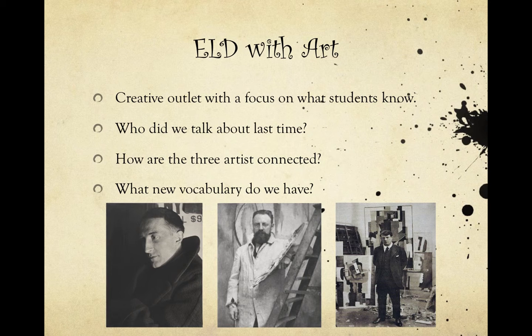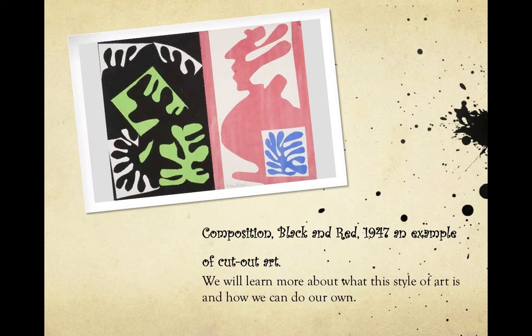And so what we learned last time when we talked about Picasso is we talked a lot about him being one of the fathers of Cubism and how he also was one of the creators of constructive sculpture, and he also was one of the fathers of collages, which is very similar to this picture you see here, which is called Composition Black and Red. It was done in 1947 by Henri Matisse, and this was one of his early cutouts that he did. And this is something that we will get a chance to start trying to do today.